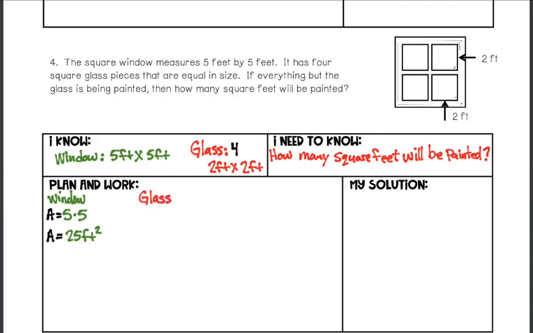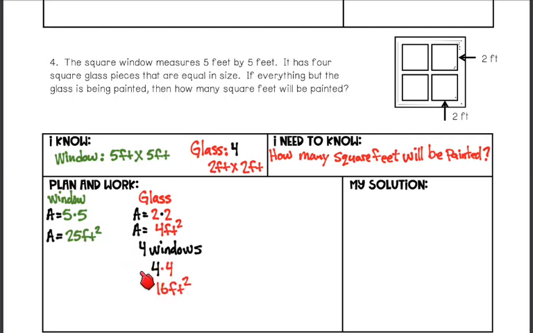So I put the glass in here, and I'm going to say area equals 2 times 2. And that would give me an area of 4 feet squared. But remember, there are 4 identical pieces of glass. So that means I'm going to take that answer and times it by 4 to get 16 square feet. So again, I found one of the pieces of glass, and there are 4 that are identical, so I took this answer and times it by 4 to get 16 square feet.